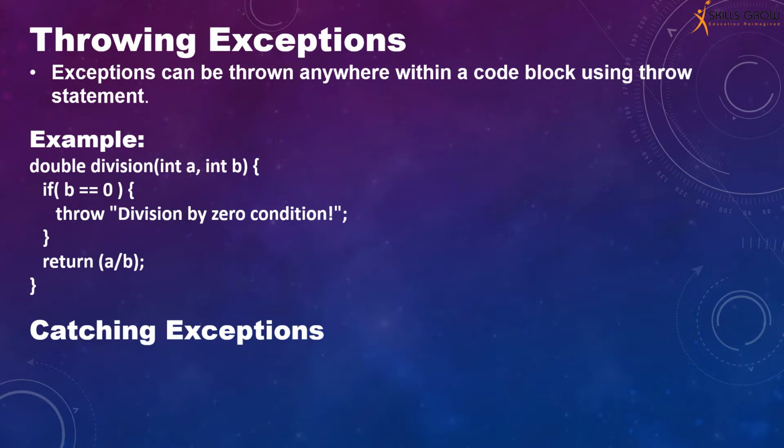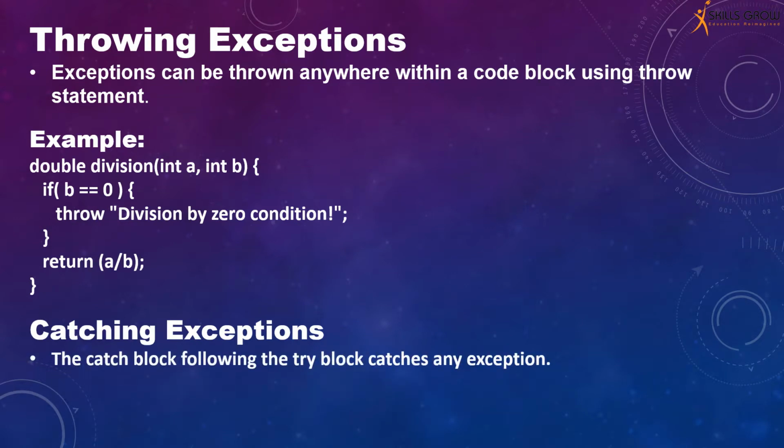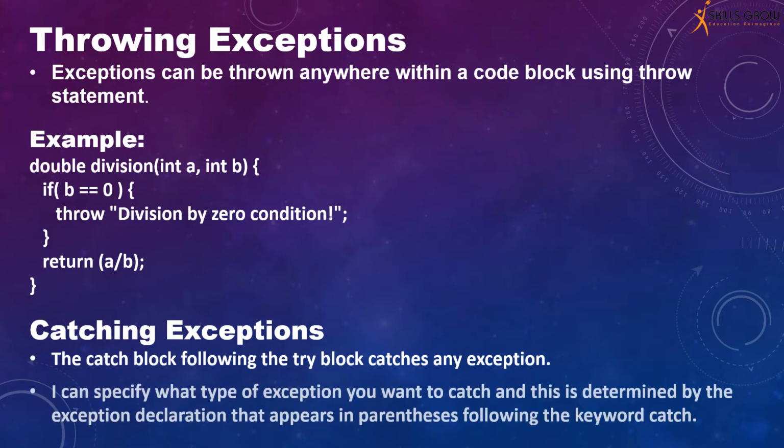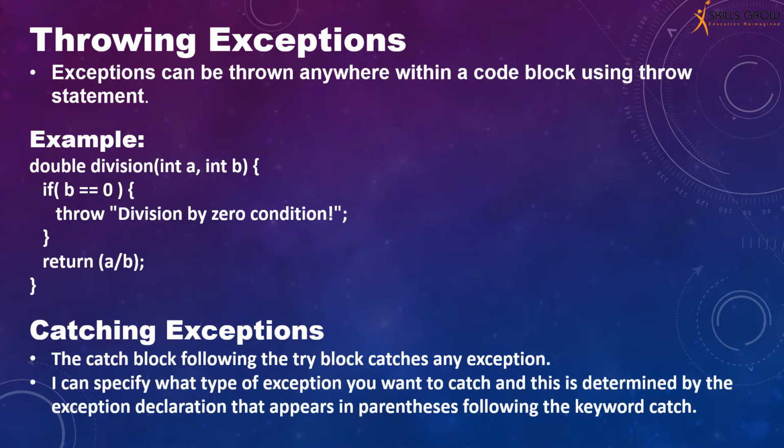Catching exceptions. The catch block following the try block catches any exception. It can specify what type of exception you want to catch, and this is determined by the exception declaration that appears in the parentheses following the keyword catch.